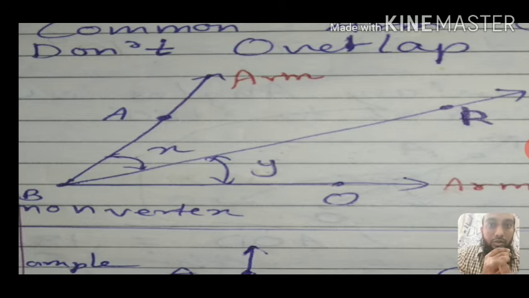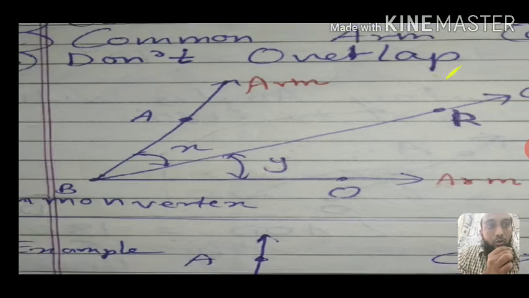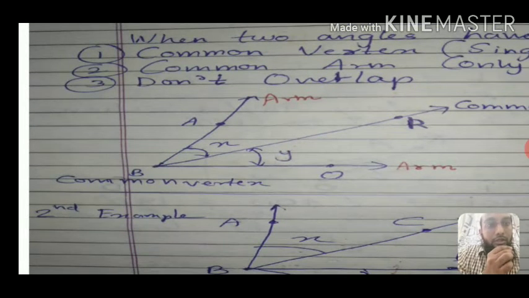So B is the common vertex, and the common arm is BK. The arm BK is common to both. See, angle ABK has common arm BK, and angle KBO also has common arm BK. So they have one single common arm, and they don't overlap. Means what? There is no overlapping of the angles.